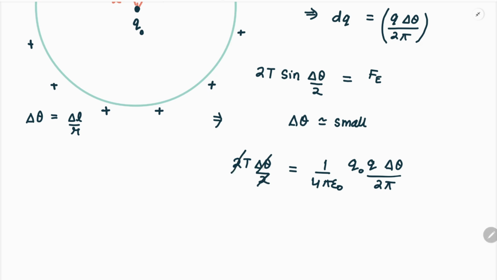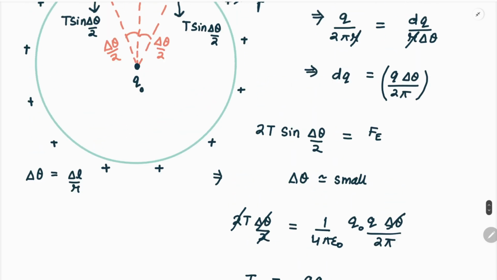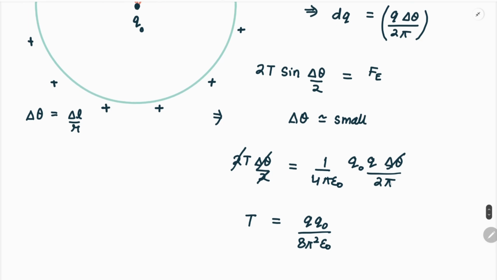So now the problem has asked us to calculate the additional force which will act. So the additional force which it will be subjected to, T, is equal to q q naught upon 8 pi square epsilon naught, and obviously the separation between them r square, so k q q naught by r square, and this is the final answer for this problem which we have discussed.